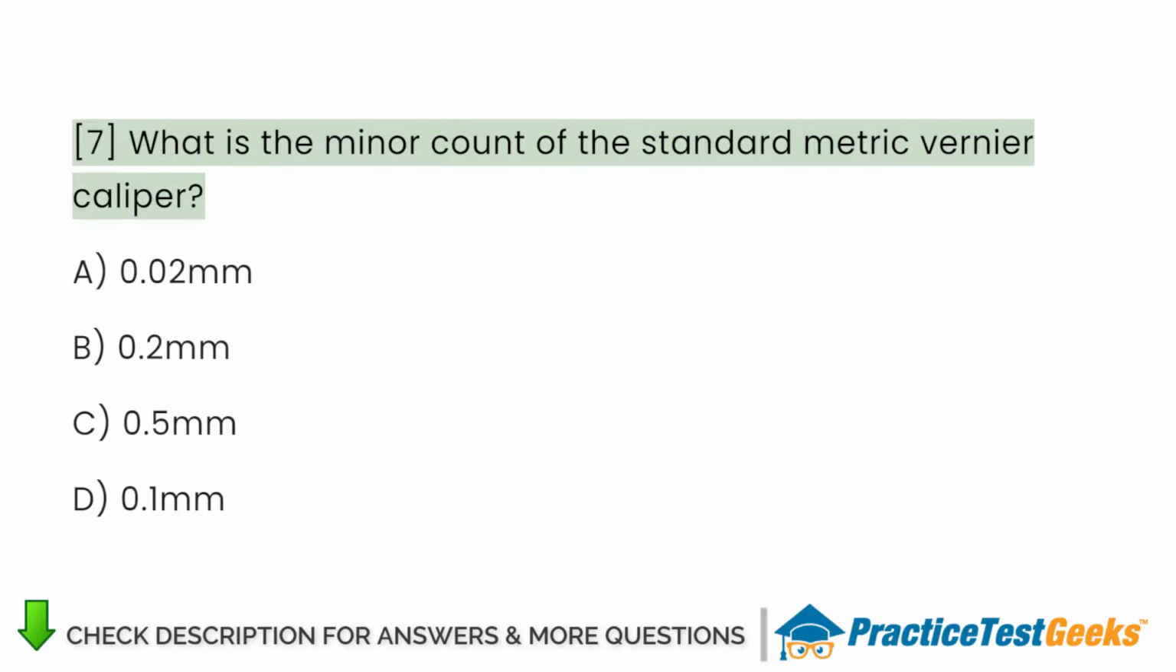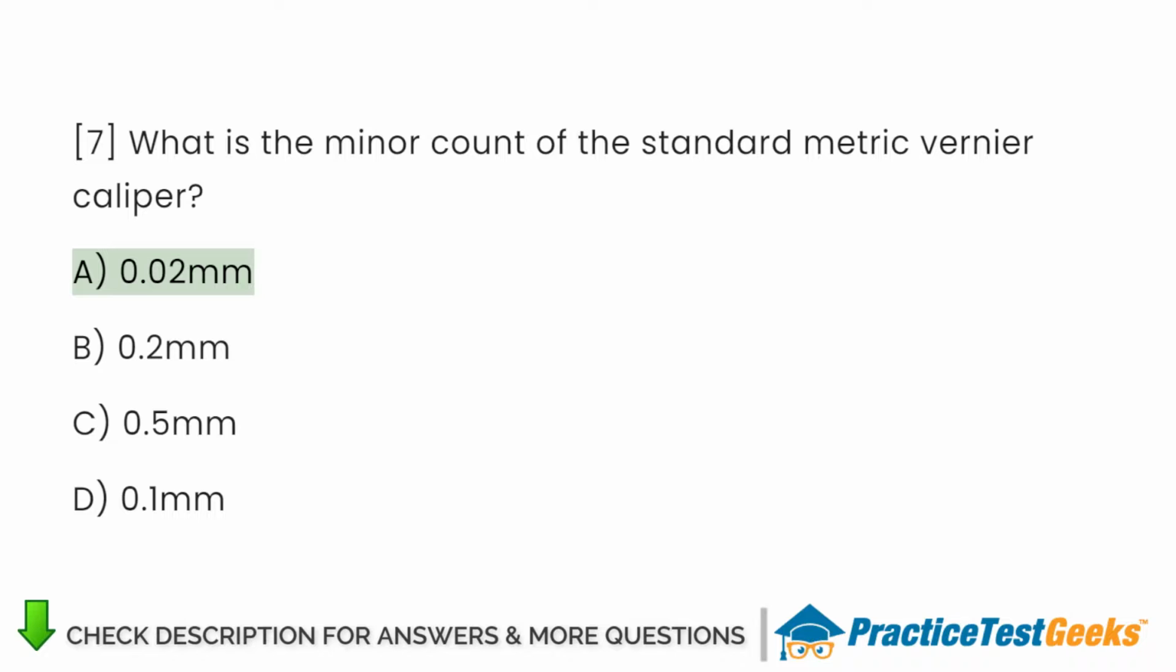What is the minor count of the standard metric vernier caliper? A. 0.02 millimeters. B. 0.2 millimeters. C. 0.5 millimeters. D. 0.1 millimeters.